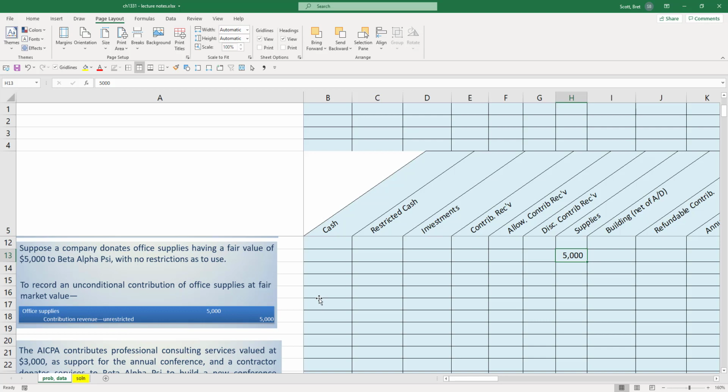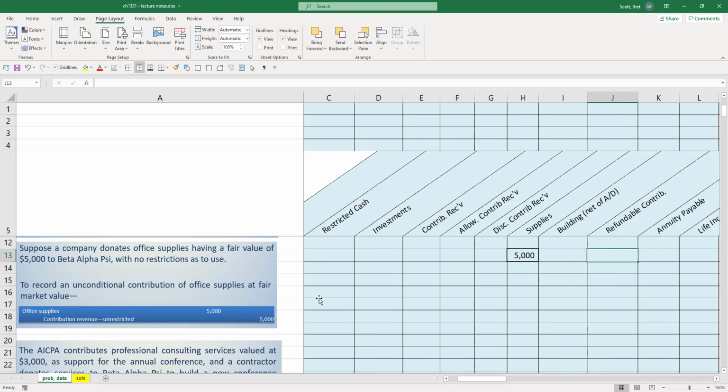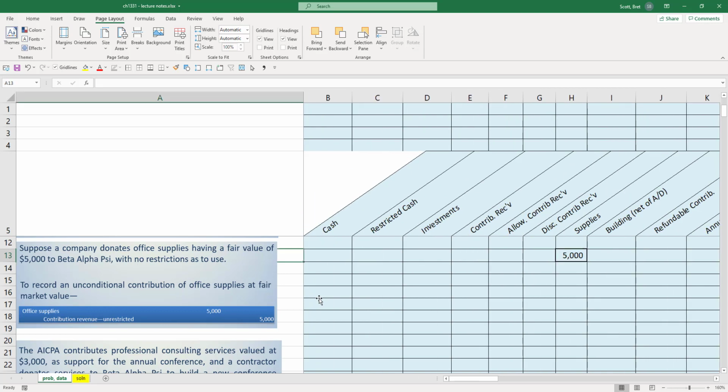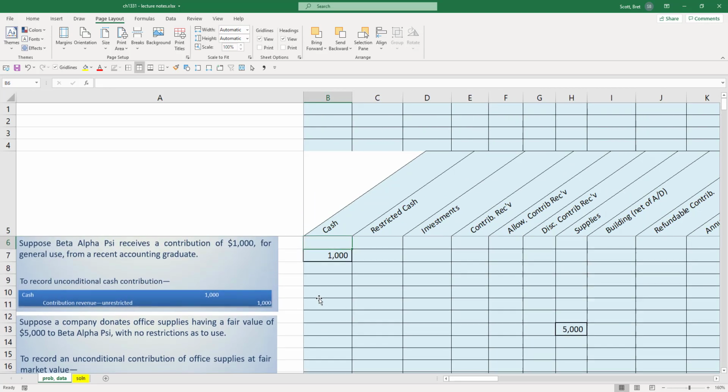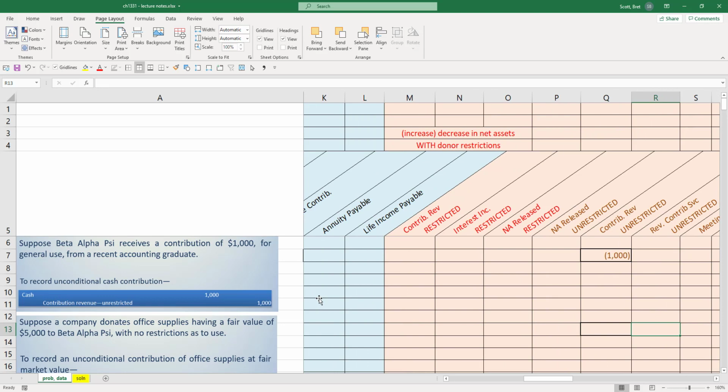In this case, we receive something of value. That's not cash, it's supplies. So let's go ahead and debit office supplies for $5,000. This is a contribution. What do we credit? It's some type of revenue account. In this case, we can use the supplies however we want, just like we can use the $1,000 cash however we want to. So the default is, if nobody tells us what we need to do with this stuff, we put it into the contribution revenue unrestricted GL account. So we'll just simply say, hey, thanks for the contribution of $5,000.